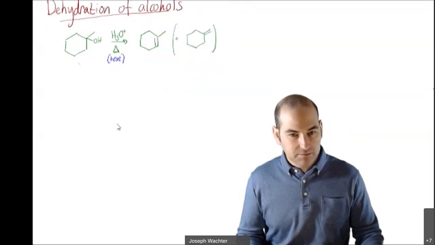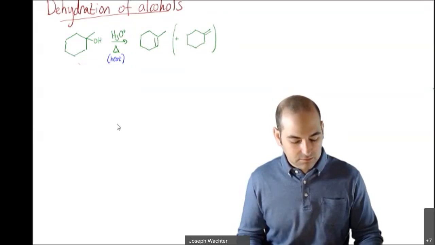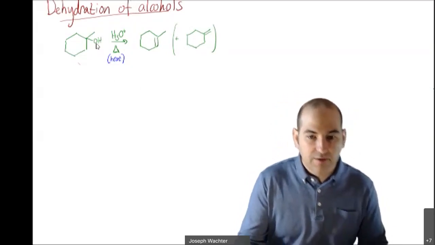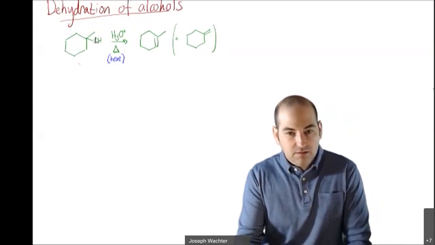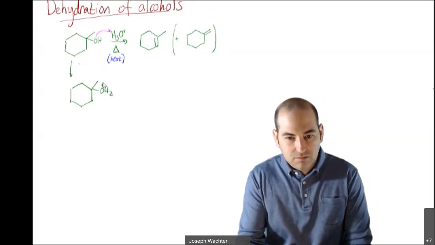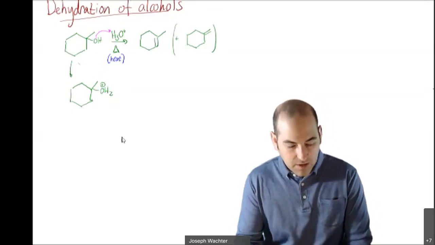All right, everybody get a chance to draw it? All right, so let's take a look at it. Again, as I said, the first step is what we already know. The first step is the new thing. The first step is protonating the alcohol. So that looks like that. That's what's new. Everything from this point forward is typical E1 mechanism.